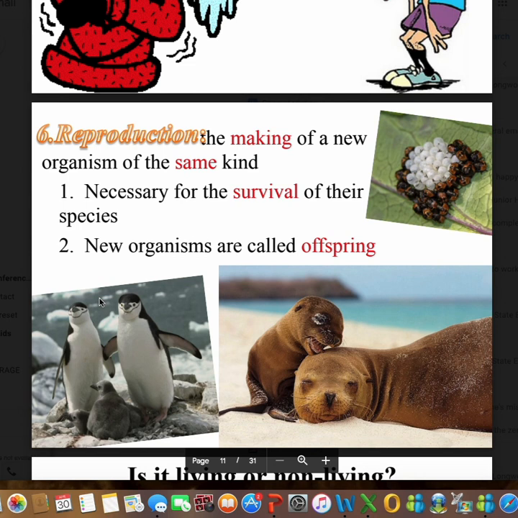Oh, here we go. R, reproduce. In order to be living, you must have the ability to make your own kind by yourself or with another organism of the same species. So you're making a new organism, sexual reproduction or asexual, necessary for the survival of the species. And we call these new organisms offspring. And they have to have similar characteristics of you or identical. If you are living, you must be able to reproduce.